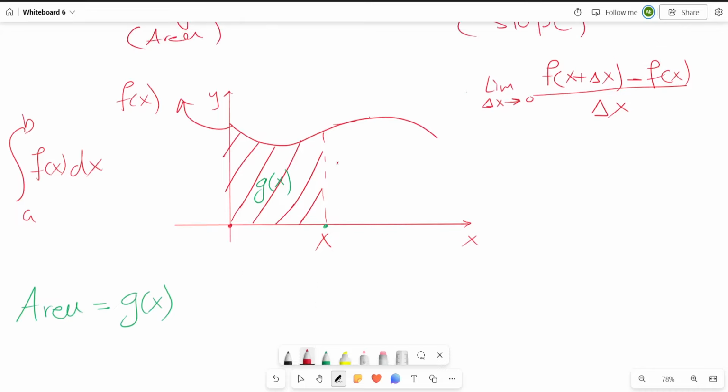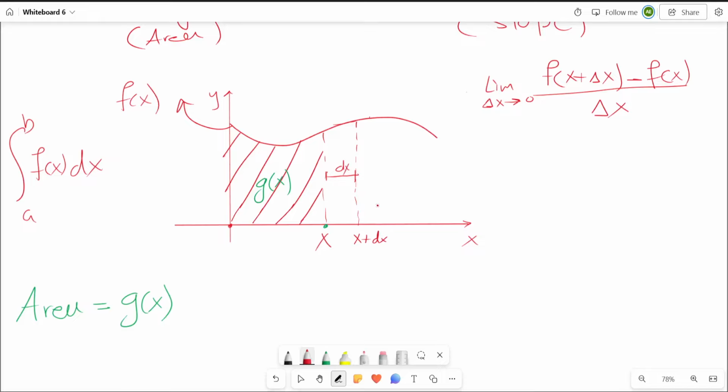Okay, let's say I take another point over here, which is x plus dx. So this value over here is dx, and let's say that this dx is a very, very small value that approaches 0. This is an idea you will see a lot in calculus. So dx is approaching 0.